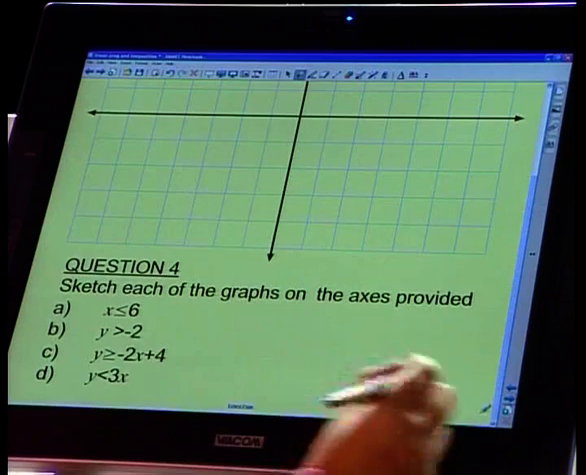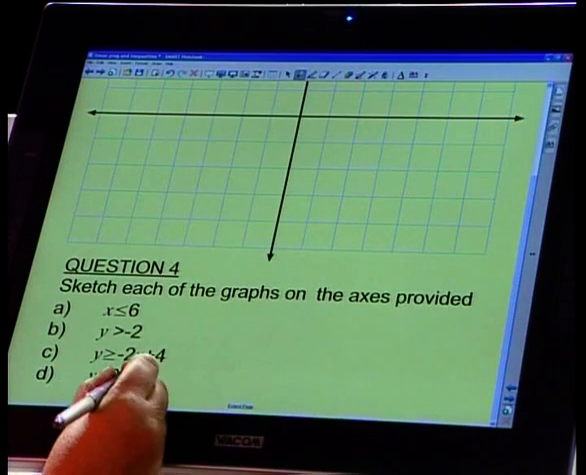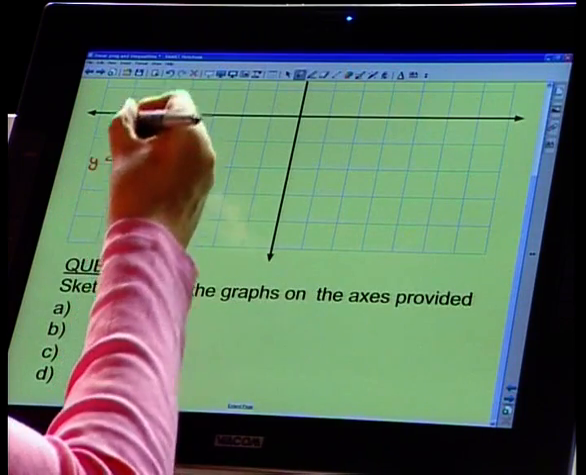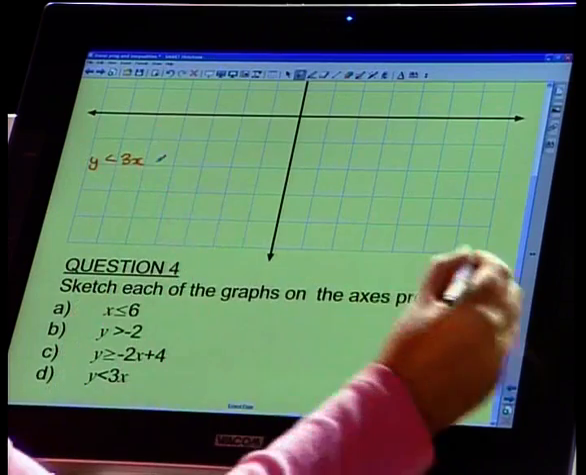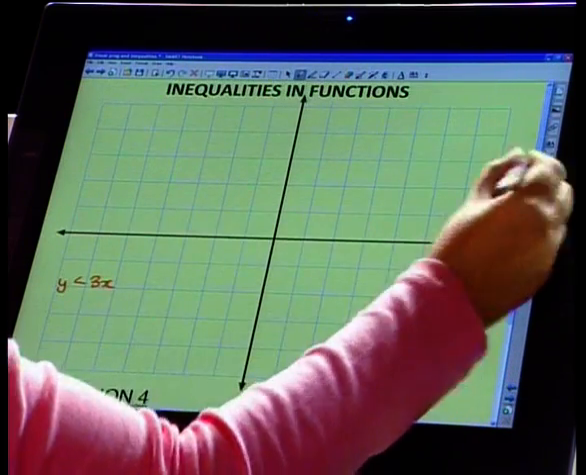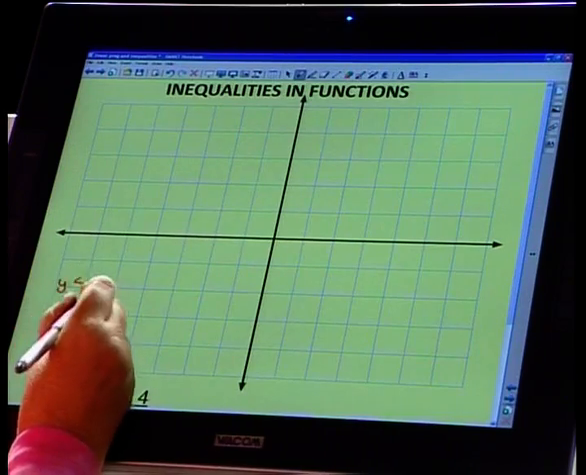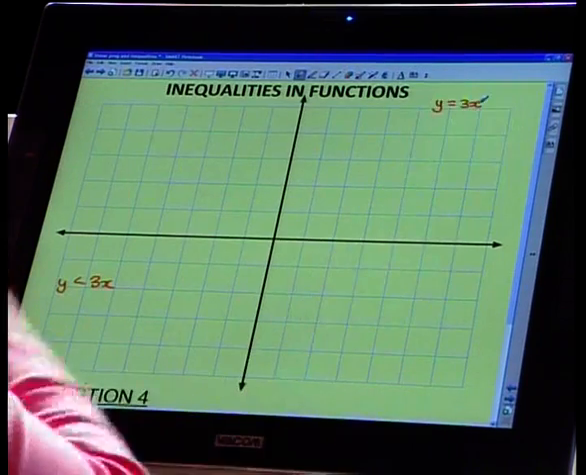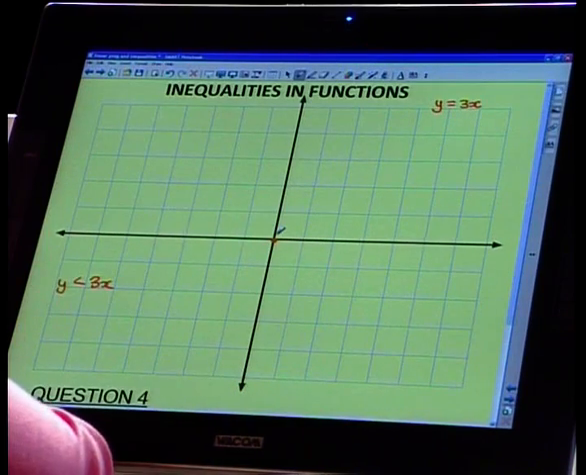Right, the fourth one, as I said to you, is not going to allow me to use the dual intercept method. I want to sketch y less than 3x. All right, so let's go here. If I was going to sketch y equals 3x, what would be the best approach? Do you agree with me that dual intercept would not work? Because if you let x equal 0, y would be 0, and if you let y equal 0, x would be 0, so you would have one point there. That's it. You wouldn't be able to draw anything.